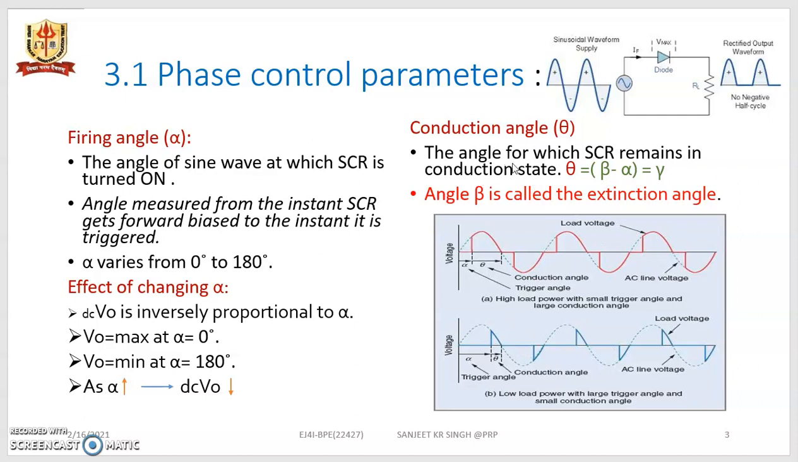Conduction angle is the angle for which SCR remains in the conduction state, that is theta is equal to beta minus alpha, where beta is the extinction angle. So if the SCR is turned off at this instant at 180 degree, then 180 degree is the extinction angle, and beta minus alpha is theta, that is the conduction angle. So here we see we have more rectified average DC as compared to the second case where firing is delayed.